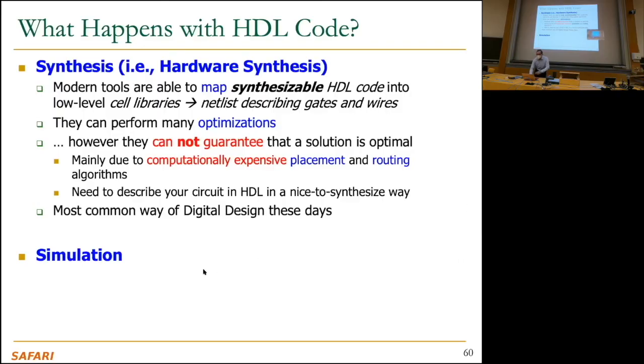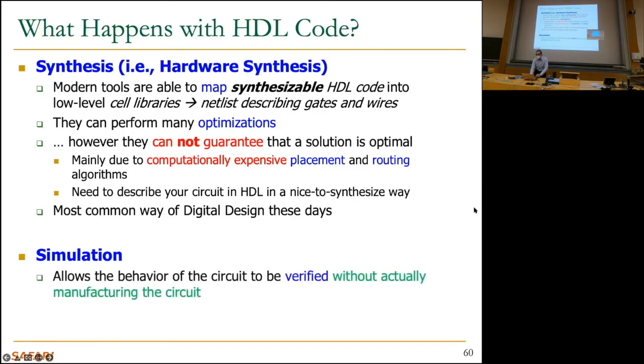So the second thing that happens with HDL code is simulation. Here you don't actually design the hardware. The output of simulation is not the hardware itself. The output of synthesis is the hardware itself, right? You can map it to an FPGA, you can map it to an ASIC, you can map it to a general purpose processor, but it's hardware in the end. Whereas with simulation, the output is not hardware.